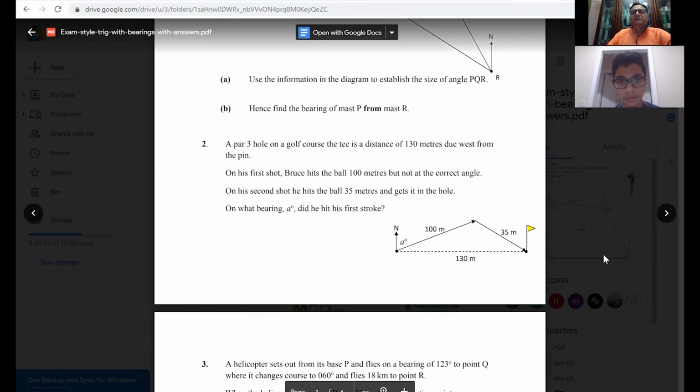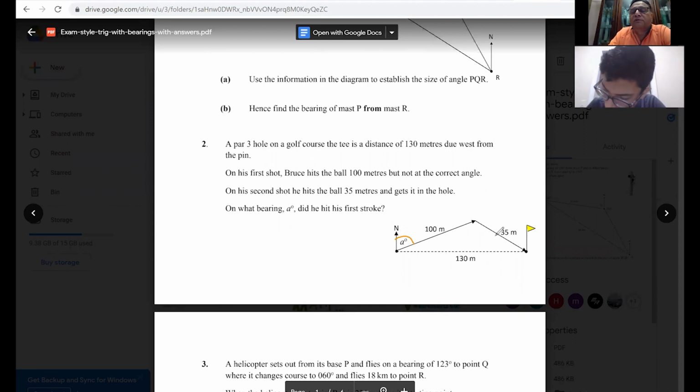Perfect. Can you please read this question? A par 3 hole on a golf course. The tee is a distance of 130 meters due west from the pin. On his first shot, Bruce hits the ball 100 meters but not at the correct angle. On his second shot, he hits the ball 35 meters and gets in the hole. On what bearing A did he hit his first stroke?